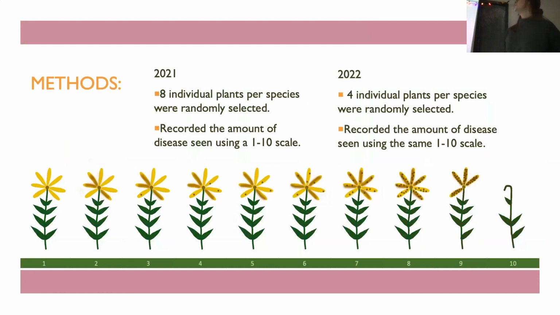So in 2021, we randomly selected 8 individual plants per species per plot, and then we recorded the amount of disease seen using a 1 to 10 scale. So on the left is a level 1, and then on the right is a level 10. And in 2022, we decided to only select 4 individual plants per species. And this was because we were having trouble collecting data on 8 individuals per species per plot because there was a lack of plants, that many plants in each plot. So then we recorded using the same scale again.